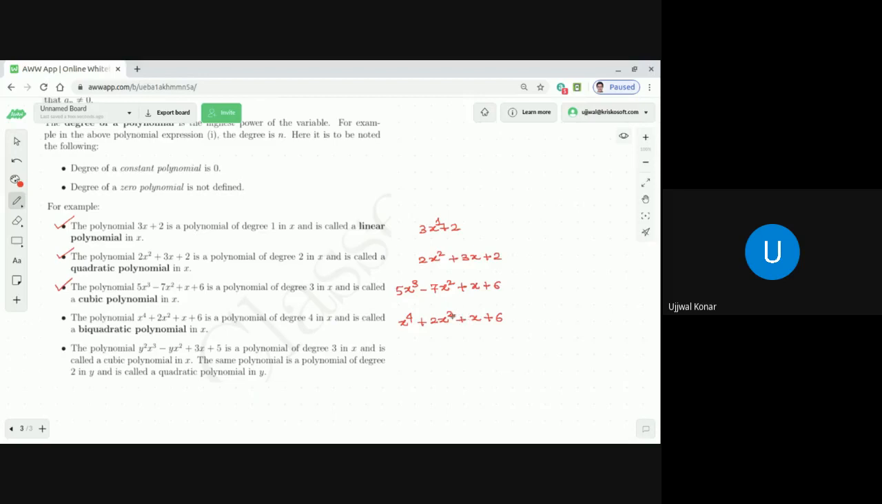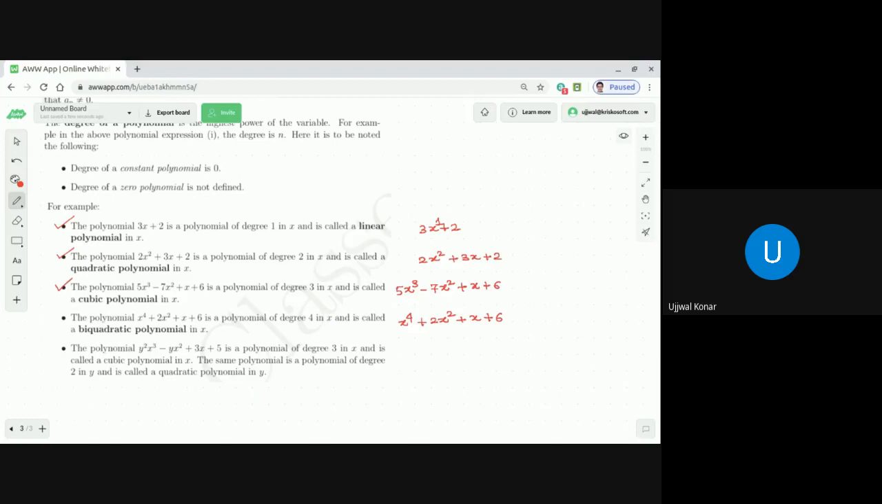So let me recap quickly. If the maximum power of the variable, generally denoted by x, is 1, it is called a linear polynomial. If the maximum power of the unknown is 2, it is called a quadratic polynomial. If the maximum power of x is 3, it is known as a cubic polynomial. If the maximum power of x is 4, it is known as a biquadratic polynomial.